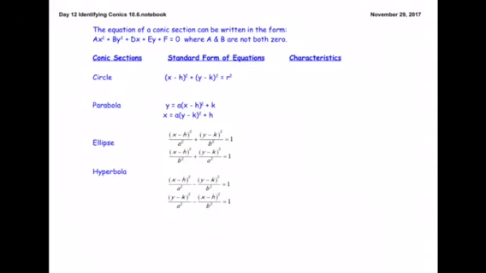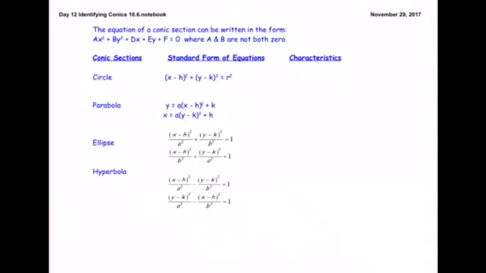The equation of a conic section can be written in the form ax squared plus by squared plus dx plus ey plus f equals 0, where a and b are not both 0. The conic sections are listed at the left. The standard form of their equations are listed in the center, and we're going to talk about a few characteristics to tell the difference between them.